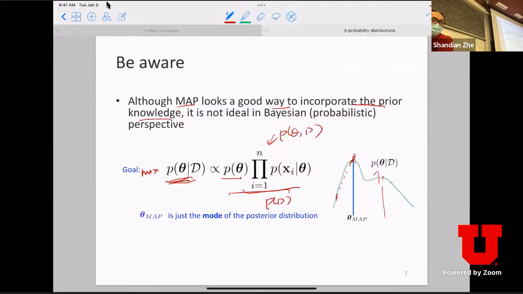What is the ideal scenario? Is it just maximizing the mode? The ideal is that you're not only giving me one point which maximizes the posterior density, you give me the whole posterior distribution. So you want to determine the posterior distribution, so that after that you can use Bayes optimal predictors to make decisions, or you can integrate into some downstream applications to have a better confidence estimate.